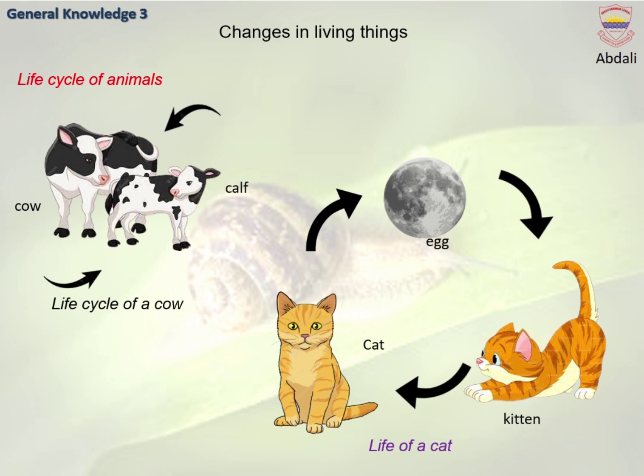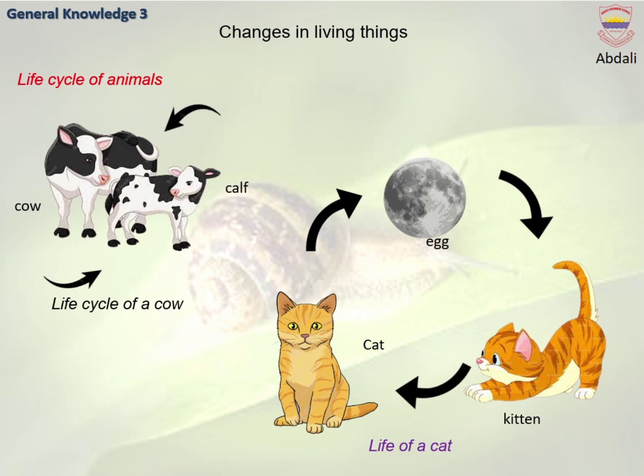Life cycle of a cow. Cows are mammals, and their life cycle begins when a calf is born. The calf relies on its mother for milk, which provides essential nutrients for growth. As the calf grows, it starts eating solid food and develops into a young cow. Eventually, it reaches adulthood and can reproduce, continuing the life cycle.